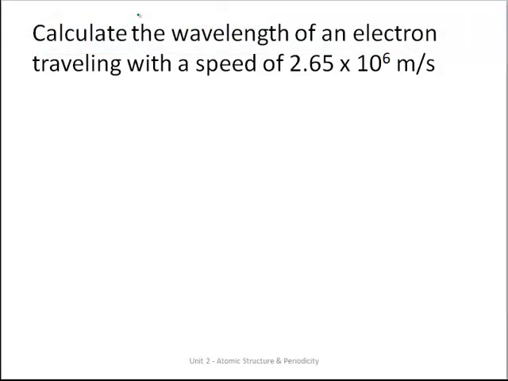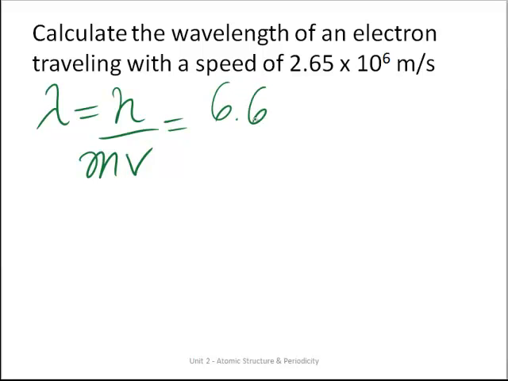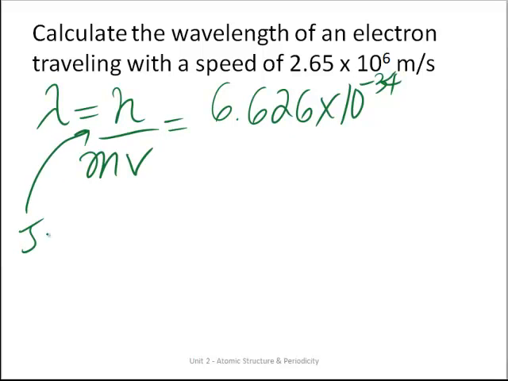Okay, if we have an electron traveling at 2.65 times 10 to the 6th meters per second, if we know the velocity, we can calculate the wavelength. So we've got de Broglie's wavelength equation, h over the mass times the velocity. Notice that is v, velocity, not frequency, nu. Okay, and we've got 6.626 times 10 to the negative 34th joule seconds. We know that h has units of joule seconds.